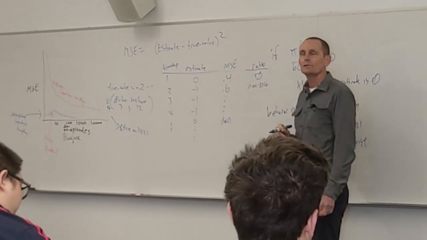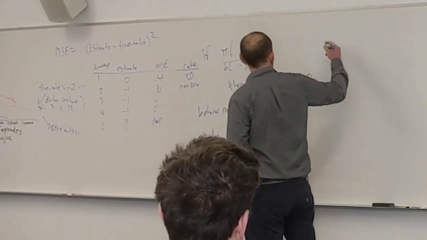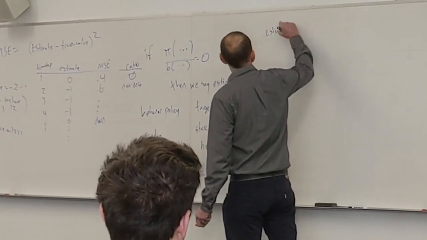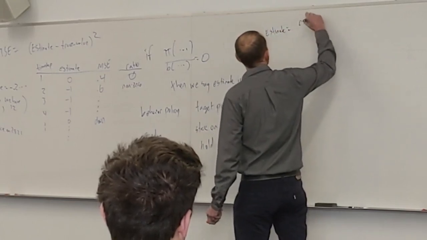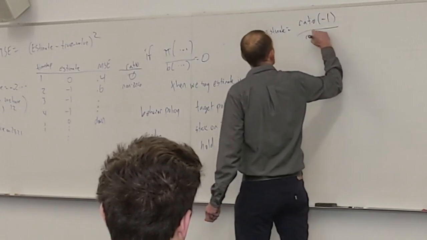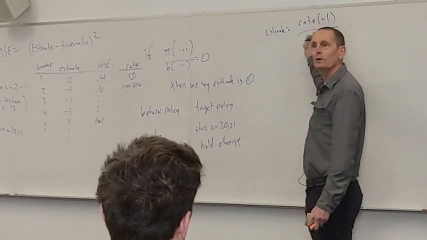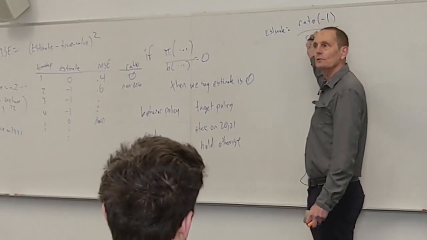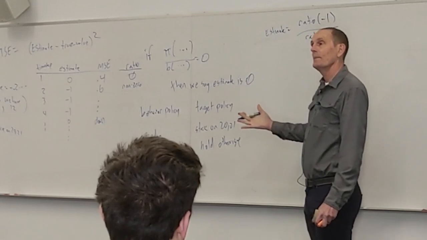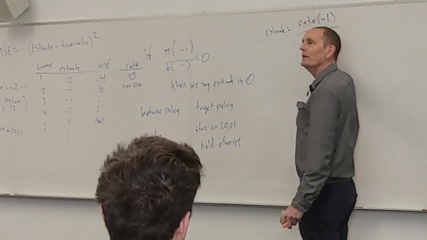So this is non-zero. We actually did something like our estimate equals the ratio times negative one over the ratio, and we got an estimate of negative 1. So why are there two ratios? Because this is the weighted importance sampling. The ratio times negative 1 over the ratio.